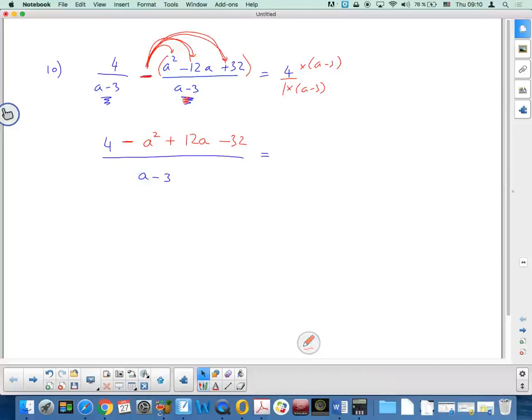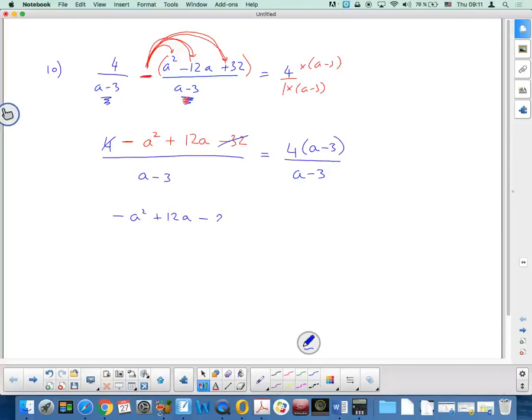If you went wrong in that question, I bet it's that step there that's caused the problems. Now on the other side here, I'm multiplying the top by a minus 3, and that gives me my common denominator down there. Before I equate the numerators, I just want to tidy it up a bit. So I can combine this 4 and this minus 32. So I'm going to get minus a squared plus 12a.